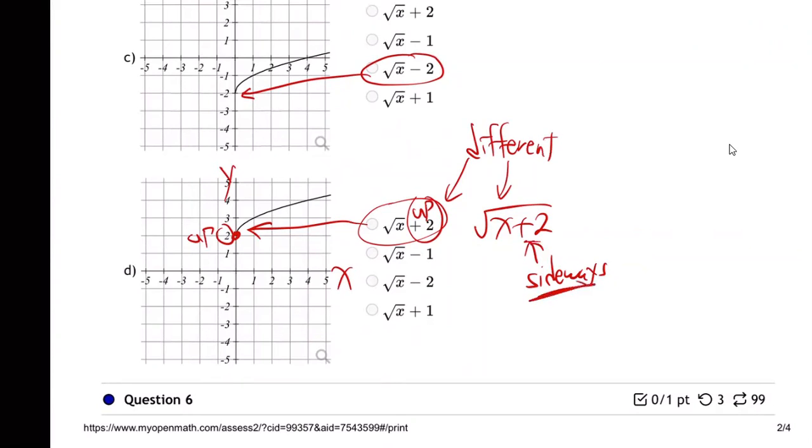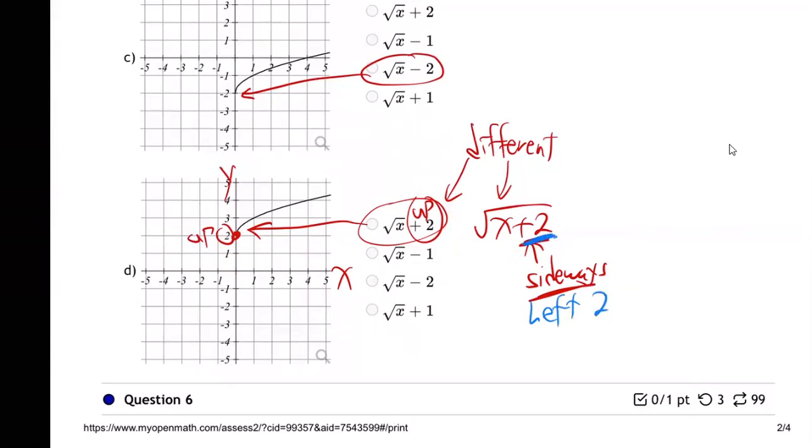So that's why this +2 is in x's world. It's a sideways movement. Whereas this +2 is not in there with x. It's not inside the square root. It's outside, so it's up 2. So it moved up 2 from the origin. Whereas this would be sideways. In fact, it would actually go left 2.